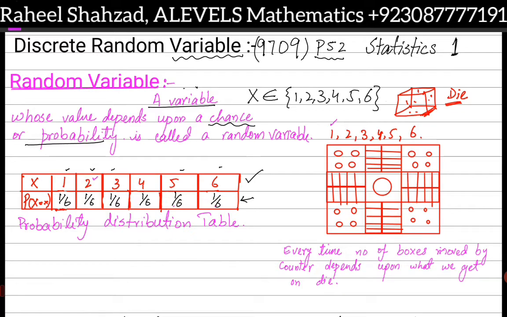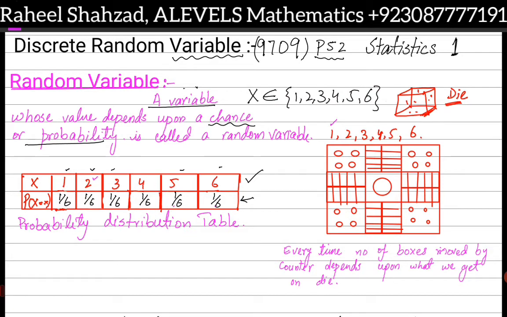Now, when it is your turn, you throw a dice, and every time it depends on what you are getting on your dice. So if you're getting 1, 2, 3, 4, 5, every time the number of boxes moved by the counter depends upon what we get on the dice. So this movement is a variable. In your next turn, the number of boxes moved is a variable entity, and this could be 1, 2, 3, 4, 5 or 6. How many boxes you are going to move depends upon a probability. So we say that this variable, number of boxes moved, has possible values 1, 2, 3, 4, 5, 6.